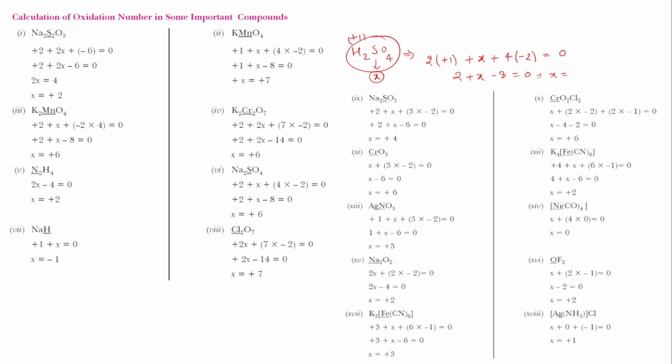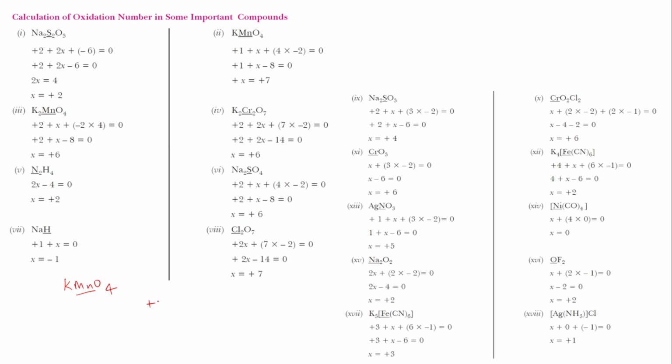So what will X be? X plus 2 minus 8 equals 0, that means X minus 6 equals 0, so X comes out to be +6. So the oxidation state of sulfur is +6. In this way, we can calculate the oxidation state of any atom. Like if I have to calculate for KMnO4, I have to calculate for manganese. Again, potassium is a first group element.